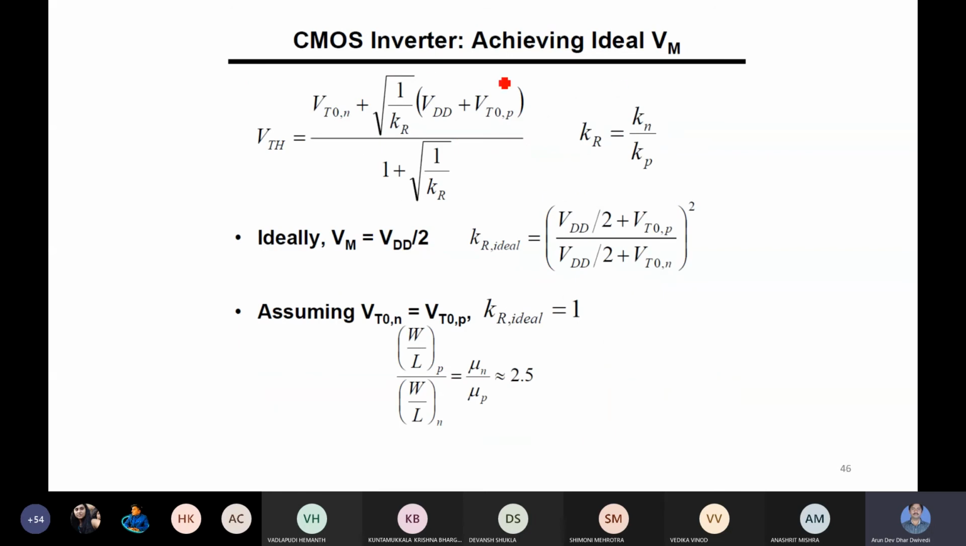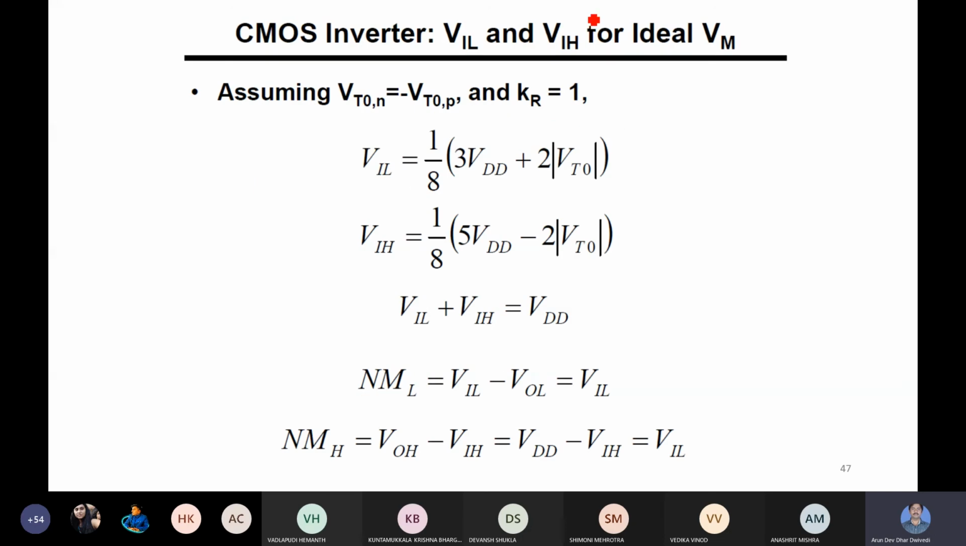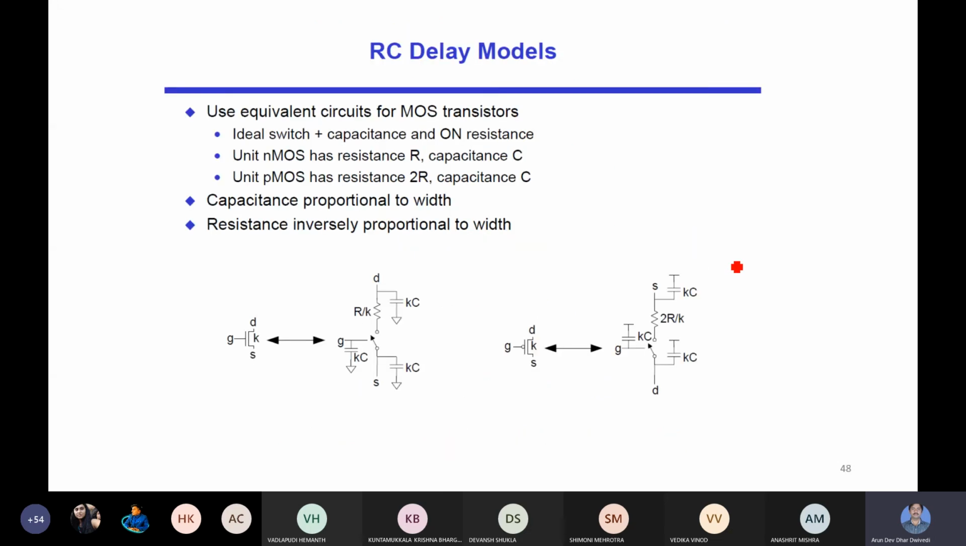After that, this is the VTH we are able to find out, and this formula may be used. We will solve some problems in coming lectures. And then VIL, VOH for the ideal inverter, that I can skip.